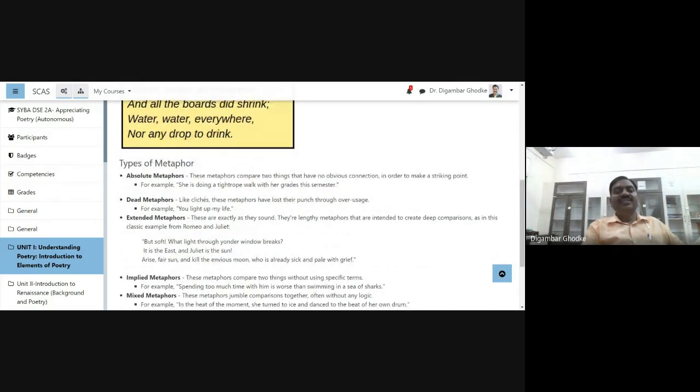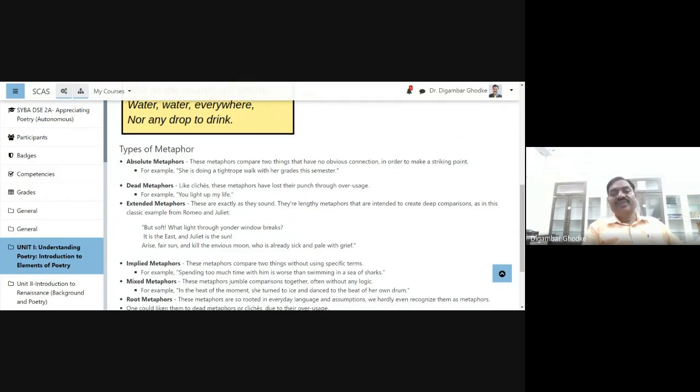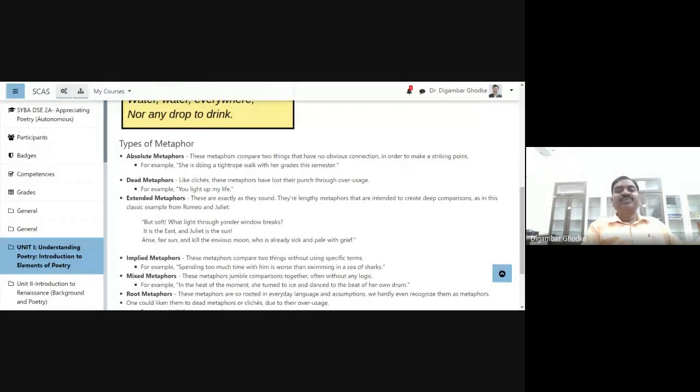Now we shall talk about the types of metaphor. There are different types of metaphor, and we shall have a discussion on some more examples of metaphors with reference to these types. The first type of metaphor is absolute metaphors. Absolute means out of use, meaning these metaphors are not in use now. So these metaphors compare two things that have no obvious connection, and this comparison is made to make a striking point.